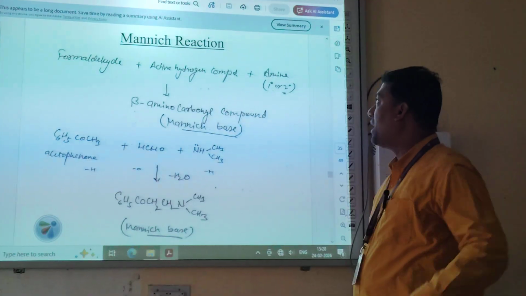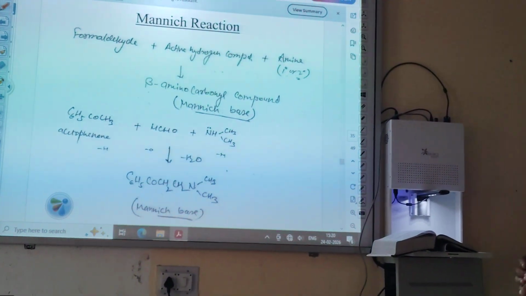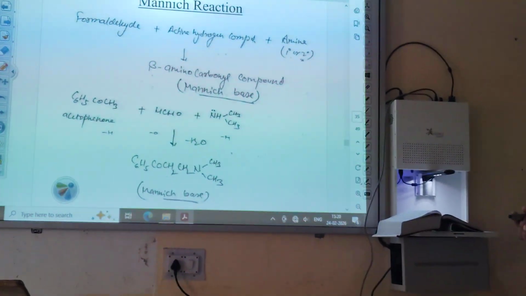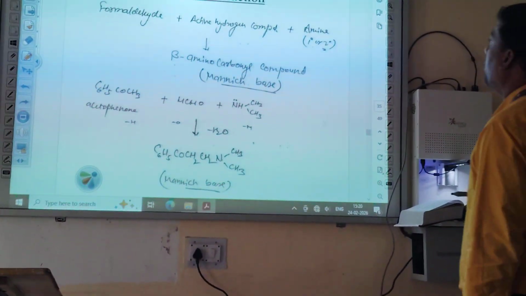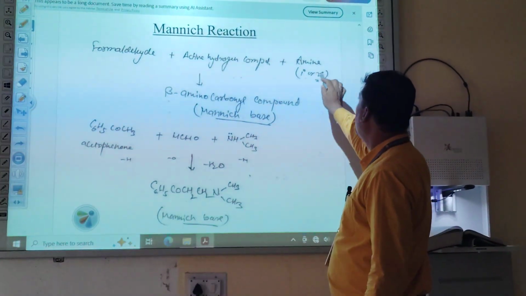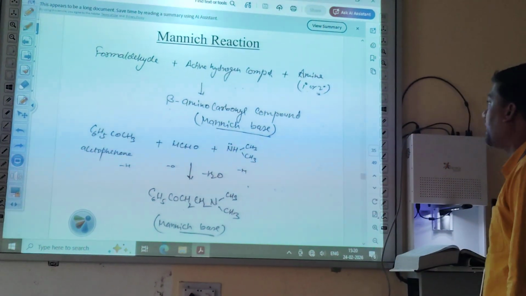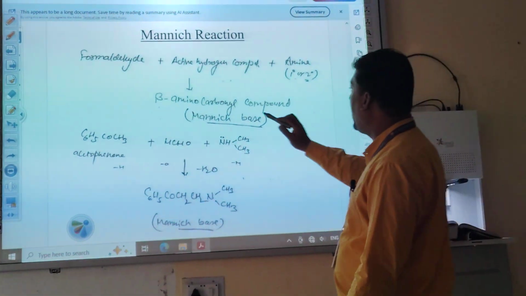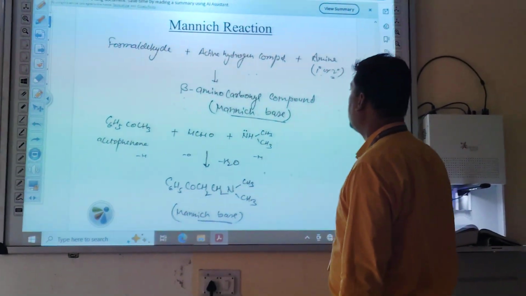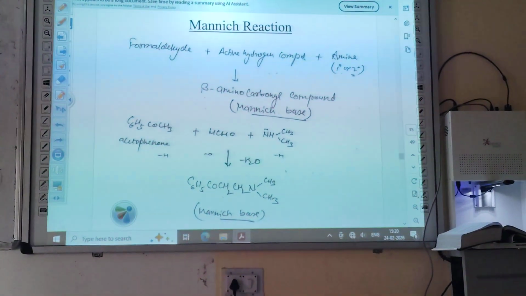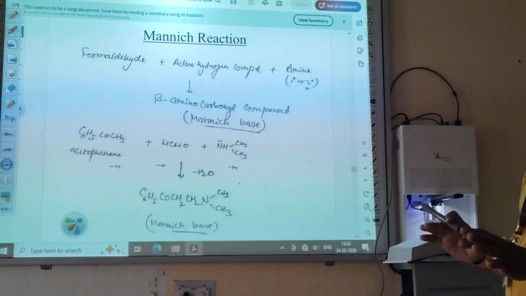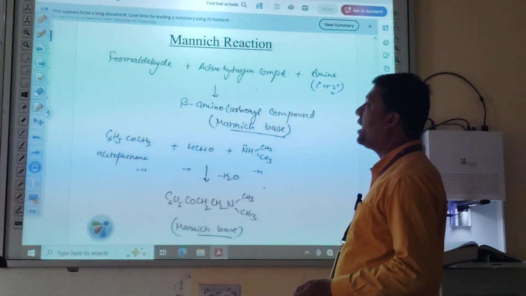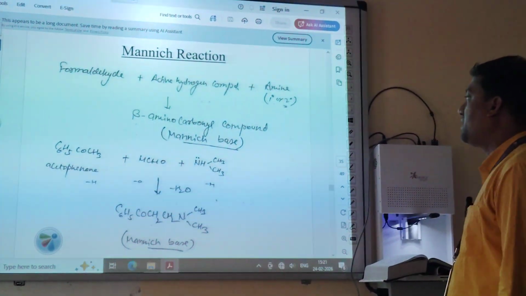Then Mannich reaction. What is Mannich reaction? All these are named reactions. Formaldehyde plus an active hydrogen compound plus an amine, that may be a primary amine or secondary amine. Then it will form the beta amino carbonyl compound. That is known as Mannich base. The beta amino carbonyl compound is known as Mannich base. That's why the name of the reaction is Mannich reaction.